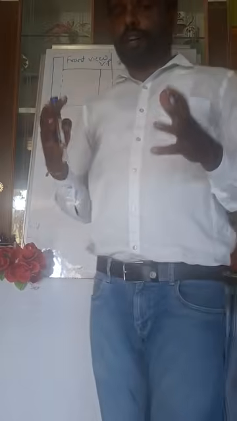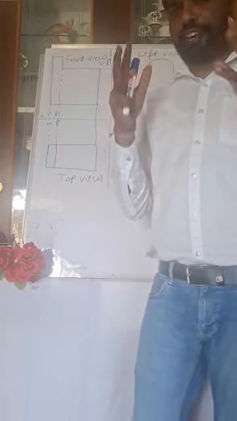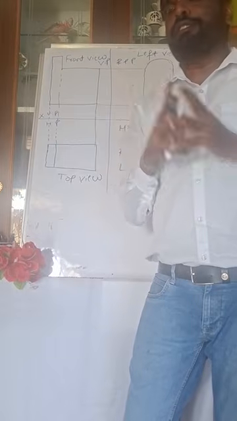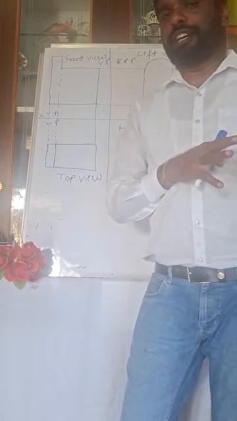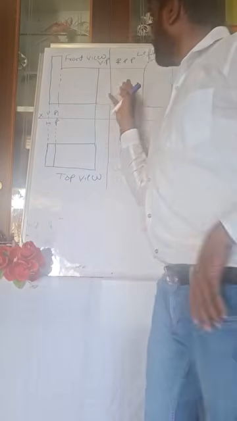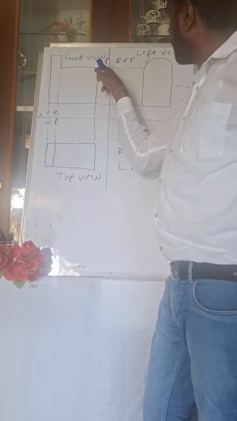See here, the coordinate system. In this coordinate system you have the front view, top view, and side view. Totally, there are three views: front view, top view, and side view. Here, see in the coordinate system. First, look at the front view. This front view is the vertical plane.